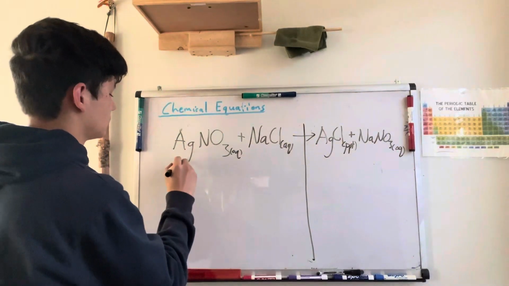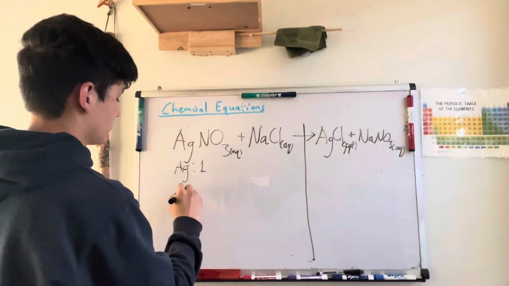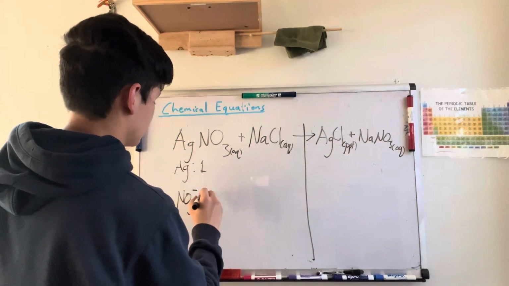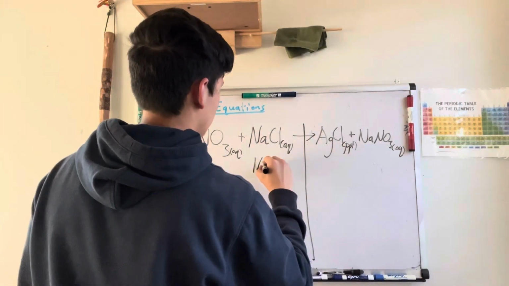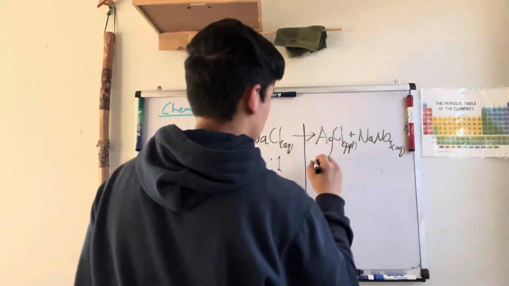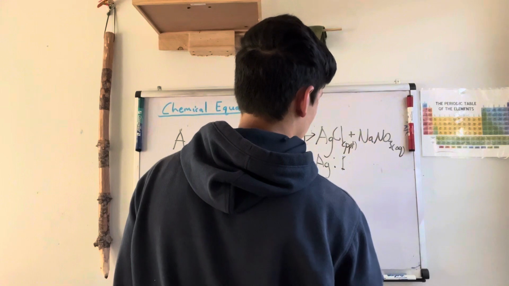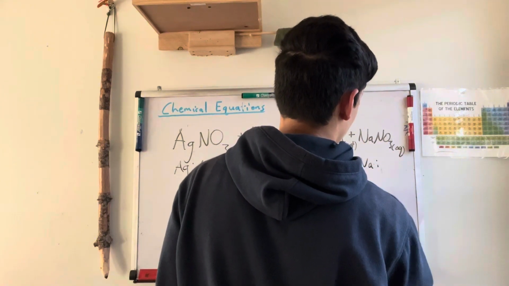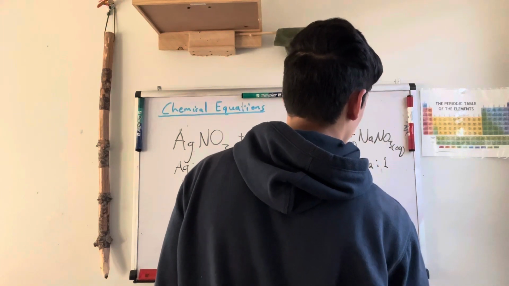Okay, let's do our convention here. Remember, nitrate's a polyatomic ion, which has a negative charge. So one nitrate, one sodium, one chlorine, one silver, one chlorine, one sodium, and one nitrate.